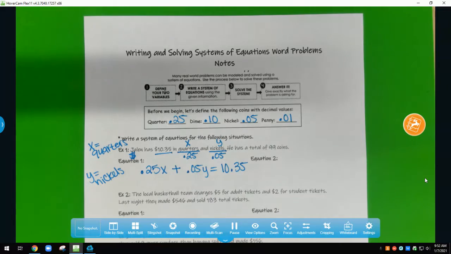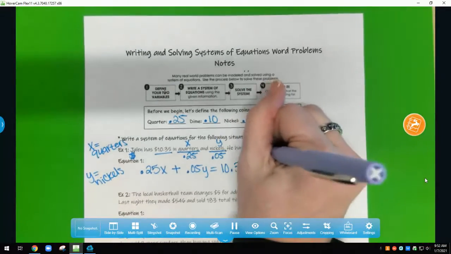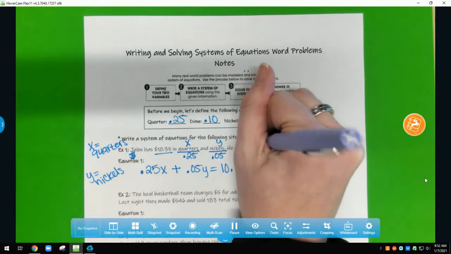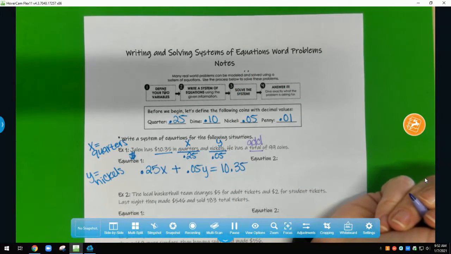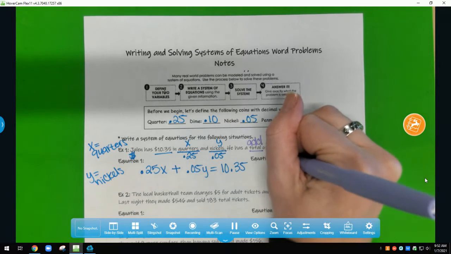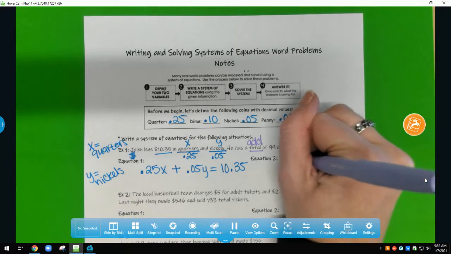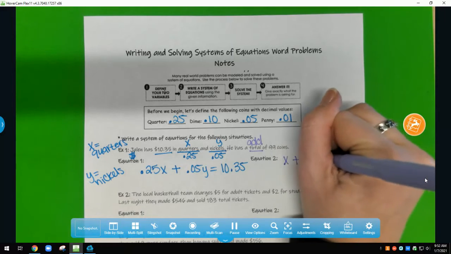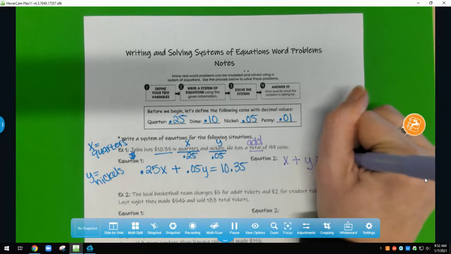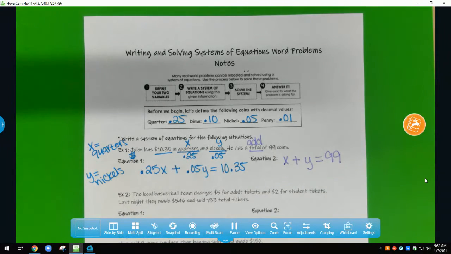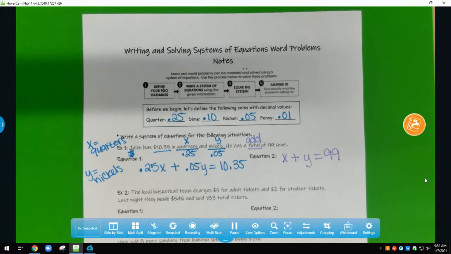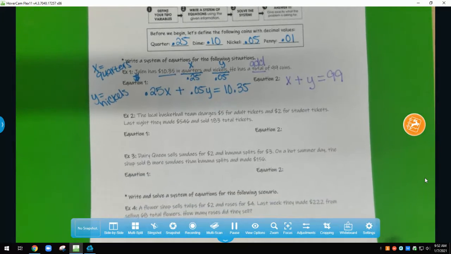So that's equation 1. For equation 2, it says he has a total, so we're going to add, of 99 coins. So we know that the number of quarters, x, plus the number of nickels, y, is going to equal 99. Okay, on that one, we're just setting up. So example 2.